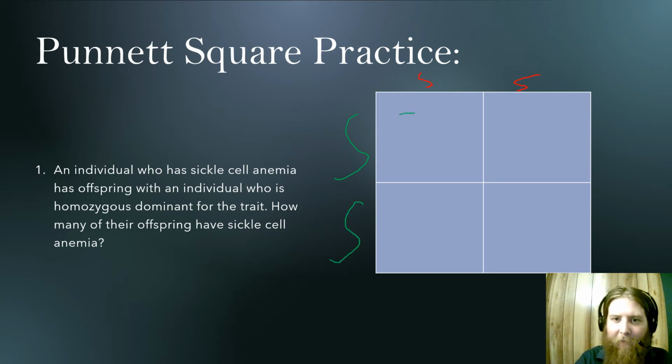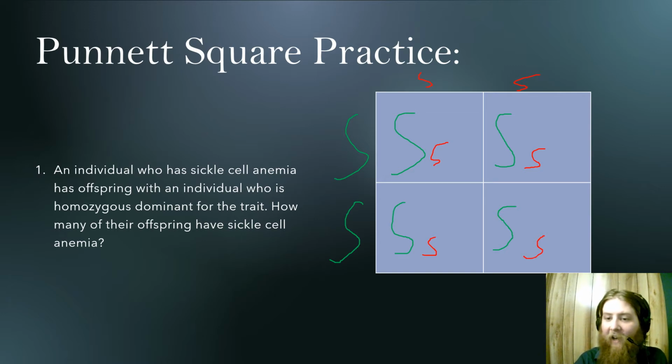So just like we did before, we'll take those big S's across. And we'll bring those little s's down. So our question is, how many of the offspring have sickle cell anemia? Well, all of them have the genotype big S, little s, which means that none of them have sickle cell anemia, because sickle cell anemia needs recessive on both. So 0% or 0 individuals.